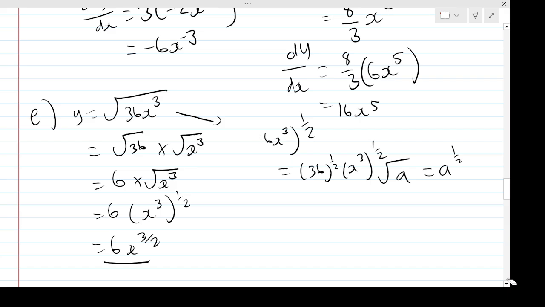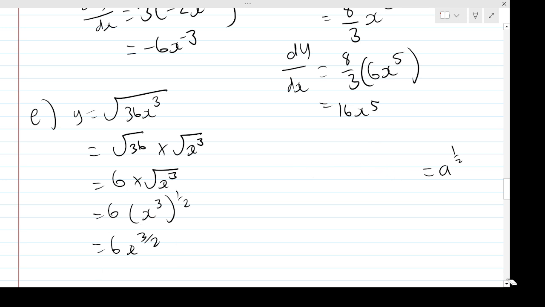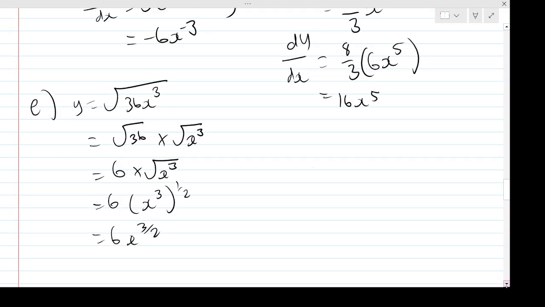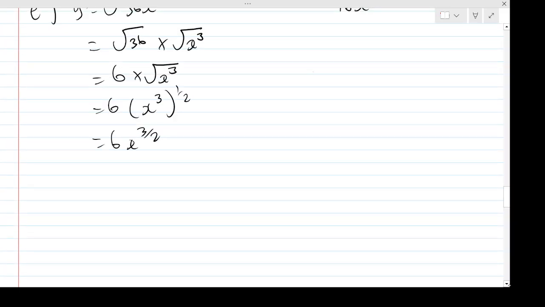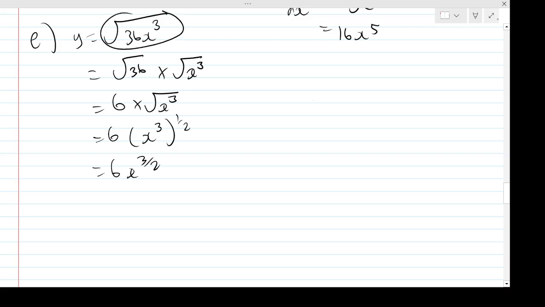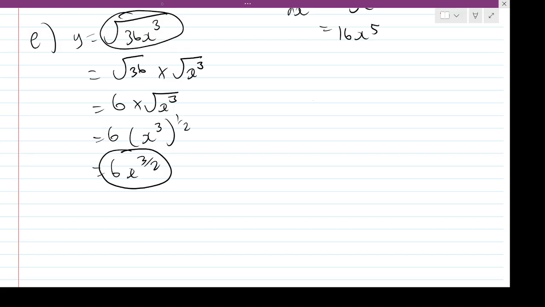It just depends how comfortable you are, which method suits you, but you do need to remember your power laws, because often they're not going to be that nice about just giving you something pre-prepared to differentiate. You might need to do some simplification before you're able to differentiate in this way, okay? So you must know your index laws and be comfortable, okay? We did that in chapter 1, okay? So if you need to have a refresher on those index laws to understand why we can go from root 36x cubed to 6x to the 3/2, if you're not comfortable with what I did here, you do need to revise that and recap that.